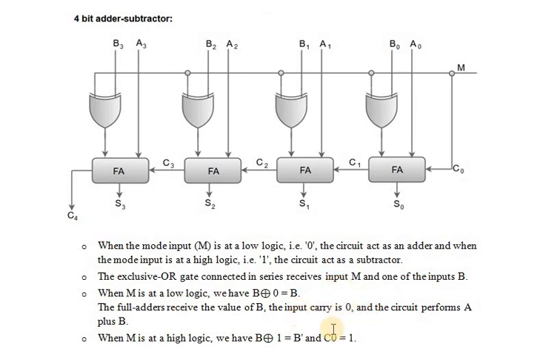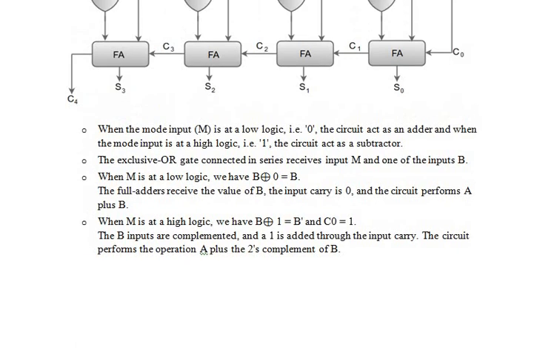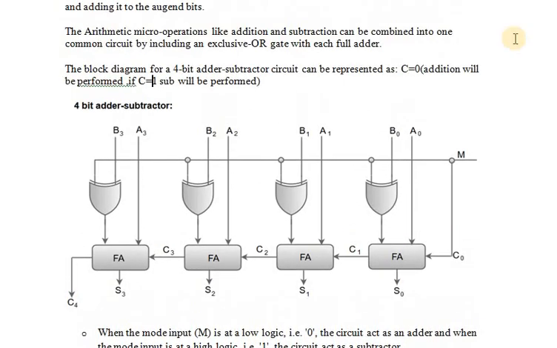Next, when M is low logic, we have B XOR 0 equal to B. The full adders receive the value of B, the input carry is 0, and the circuit performs A plus B. When M is high logic, that is 1, the inputs are complemented and 1 is added through the input carry, so the circuit performs the operation A plus 2's complement of B. Based on the input M, the circuit works. Sorry, I have given it as C here.